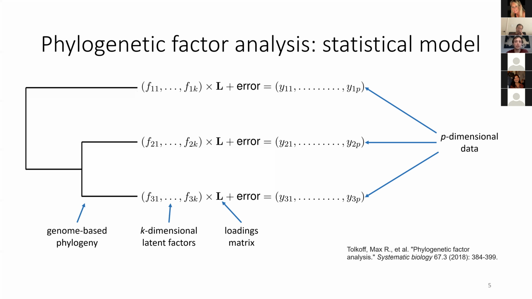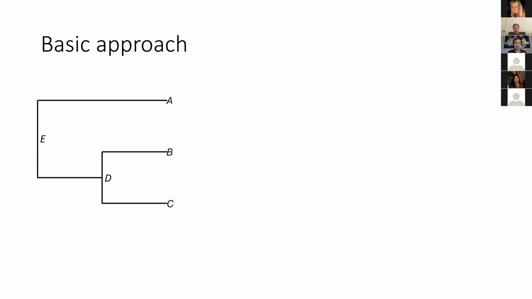Now, the big challenge with these phylogenetic models generally is that the latent factors, those Fs, are not independent. The evolutionary history, the phylogeny, induces statistical dependence between these factors, and that can create computational bottlenecks when trying to do inference on these models, inferring both the factors themselves as well as that loadings matrix, which is a parameter of interest.